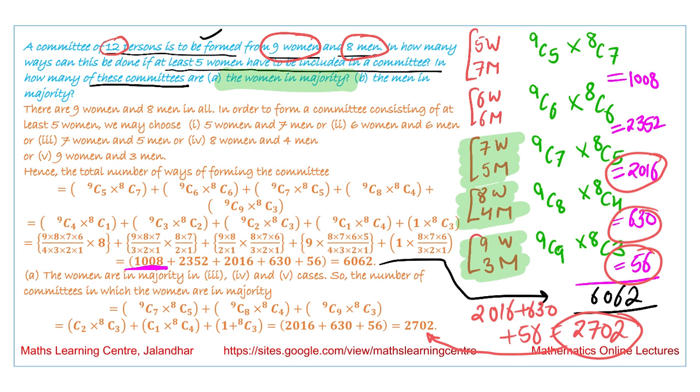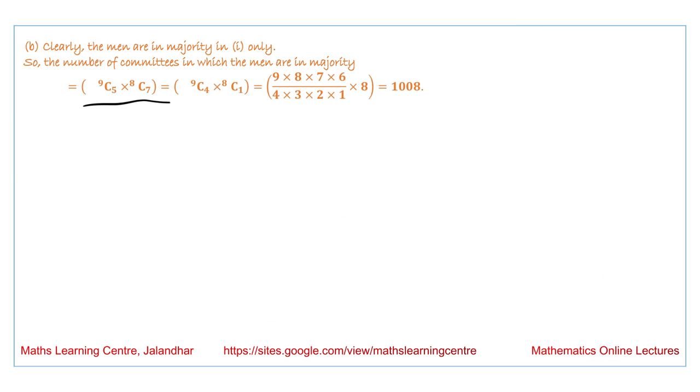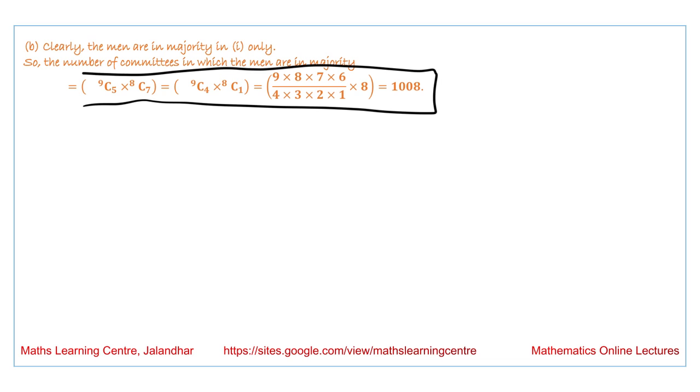Now the last part is the men are in majority. So clearly if we look at these cases over here, men are in majority in this first case only. In the second case, both men and women are equal in number. So the men are in majority in 1008 cases. Out of all these cases, we have 1008 cases in which men are in majority.